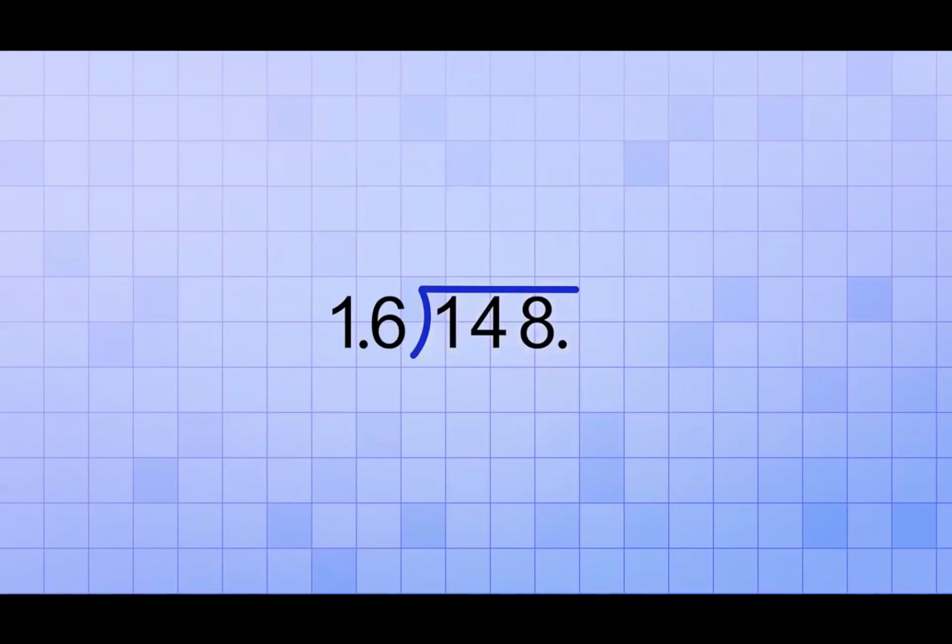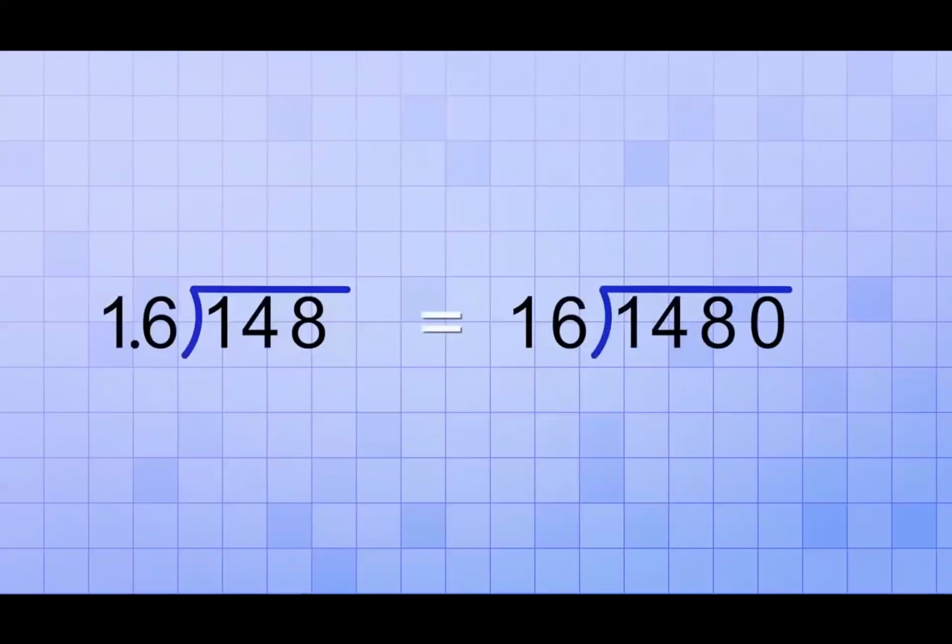It's just that when you shift it to the right, you need to put a 0 in the place that it shifts past. That gives you the equivalent division problem, 1,480 divided by 16. And since these division problems are equivalent, you'll get the same answer for both.